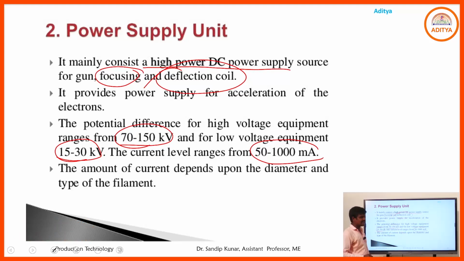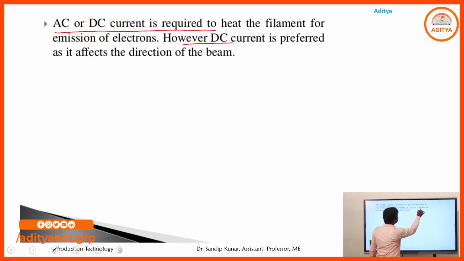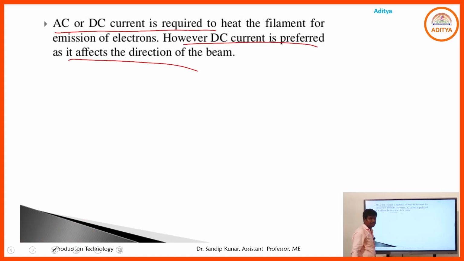The amount of current depends upon the diameter and type of the filament. Means the flow of the current depends upon the diameter and shape or type of the filament. Here AC or DC current is applied to heat the filament material, and that filament material helps to generate the high energy electron beam. Generally we prefer DC current, as it affects the direction of the beam. Generally the most preferable current is DC type current rather than AC type current.